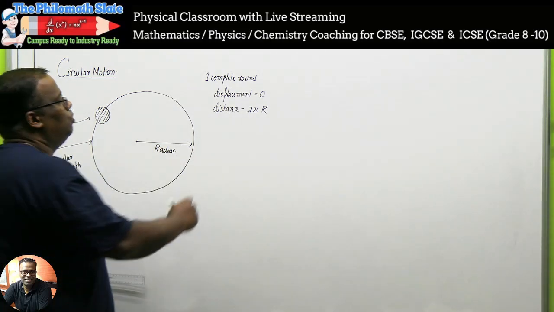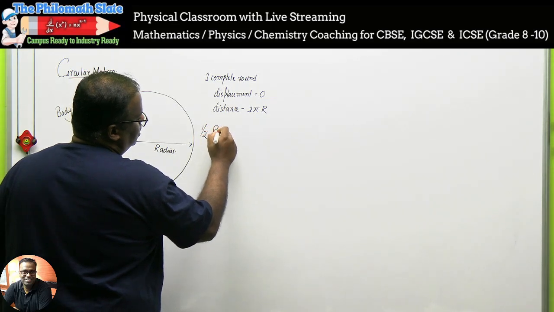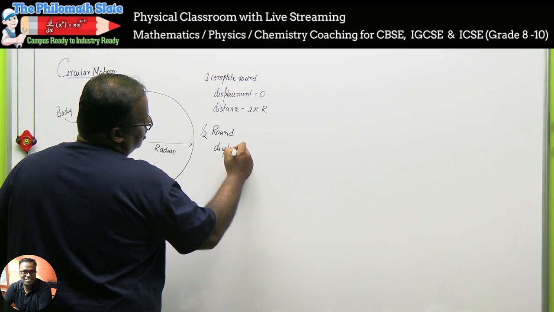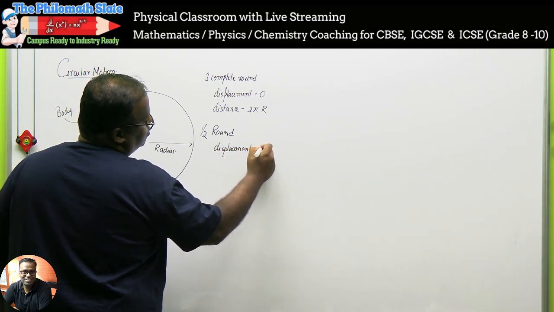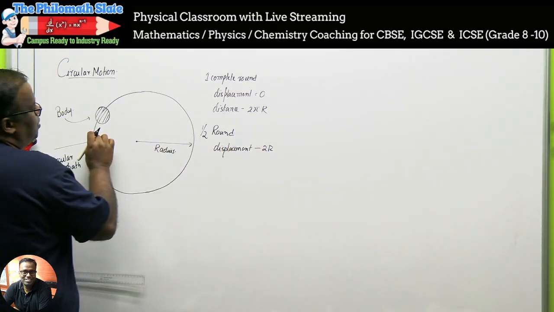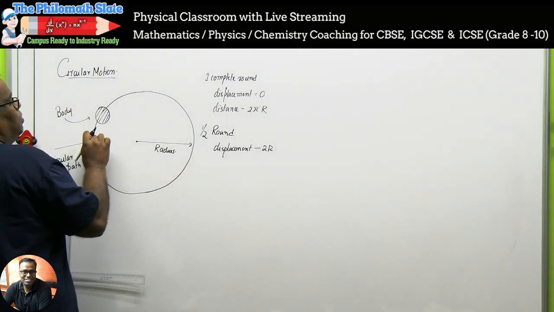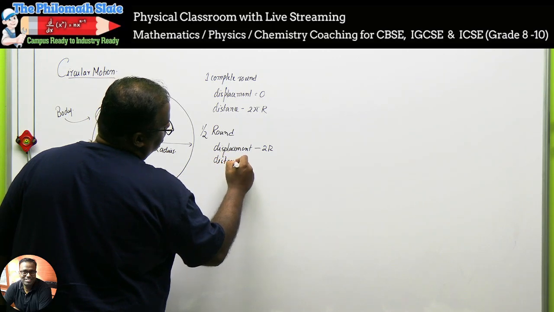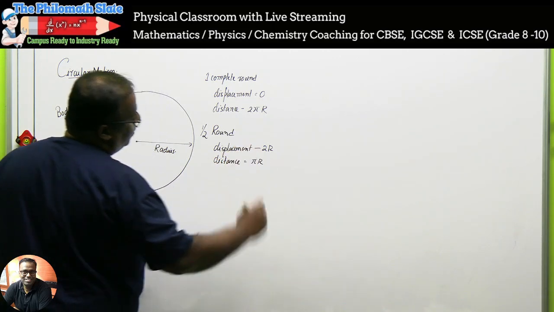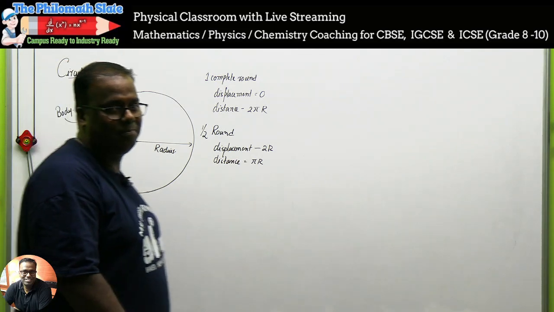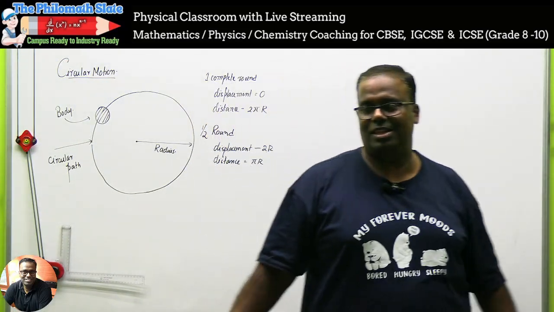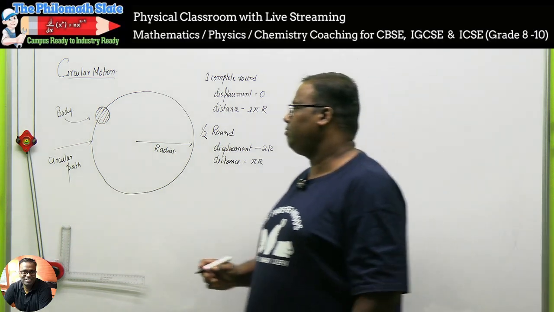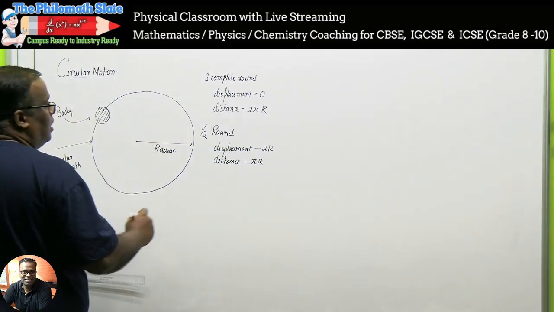If you actually move half a round, can you tell me what your displacement is? Displacement will be 2r. Displacement is the shortest straight line distance between initial and final. Your distance would be pi r. Clear? Understood? Right. Now we talk about our next parameter out here.